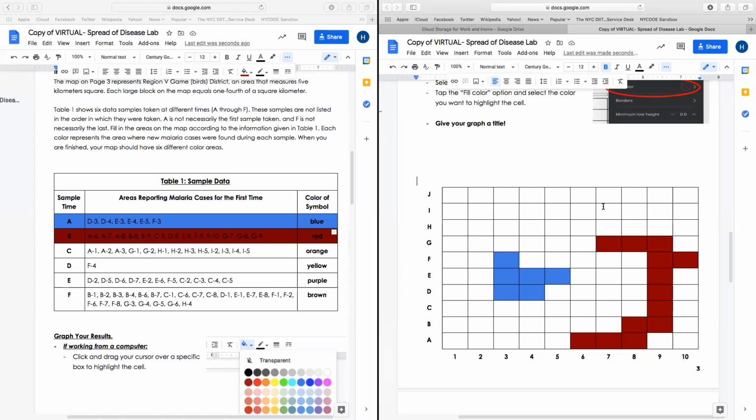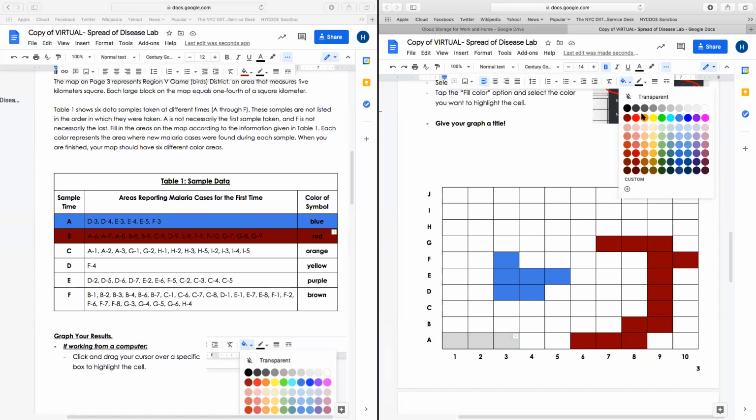All right, let's add some more color to it. So next we're going to do orange. This is sample C. Time sample C, I should say. So the first thing we're going to highlight is A1, A2, and A3, and we're going to color those in orange.